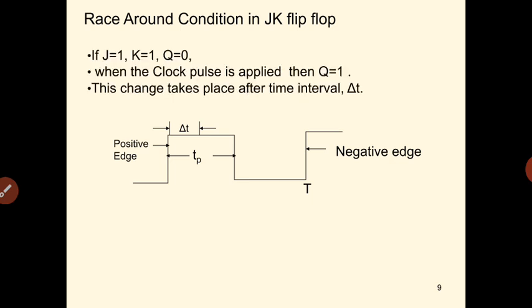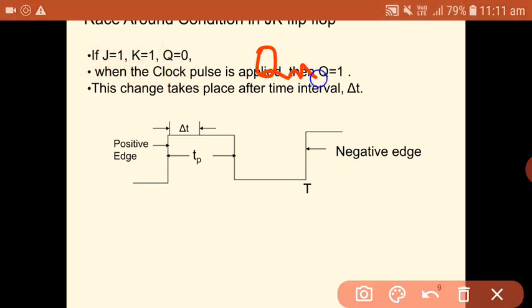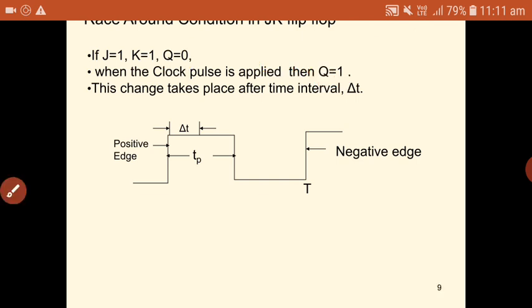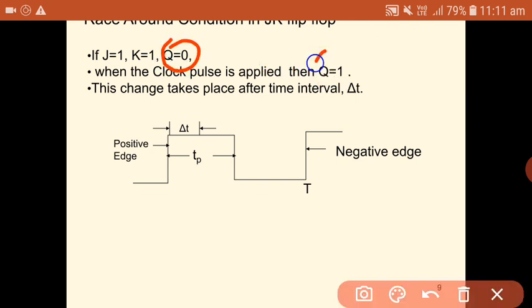So race around condition occurs when J is equal to 1 and K is equal to 1 and Q is equal to 0. If J is equal to 1 and K is equal to 1, and if Q is equal to 0, when the clock pulse is applied, then Q becomes 1. So for J equal to 1 and K equal to 1 combination, Qn plus 1 will be equal to Qn bar, the complement of the previous output. So if the previous output is 0, then the present output becomes 1. That is the meaning of toggle.